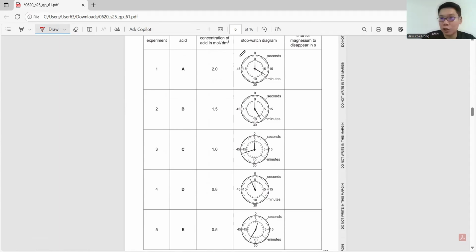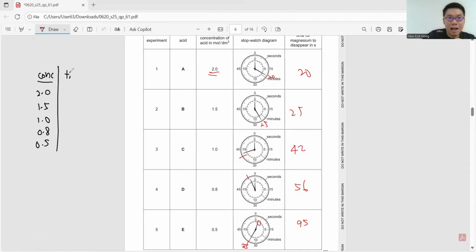Then the information is given, we just read the information. When the concentration is 2.0, the time for it to disappear is this. So here is 20, and then here is 25. Here is 42, because here is 40, 2 more from here. Here is 55, so this is 56. And then here it has turned 1 more cycle. Then this is the second cycle, 35 past the 1 minute. 1 minute means 60 seconds. So 60 plus 35 is 95. So we list down the concentration and time taken. For the next question, we can use this.